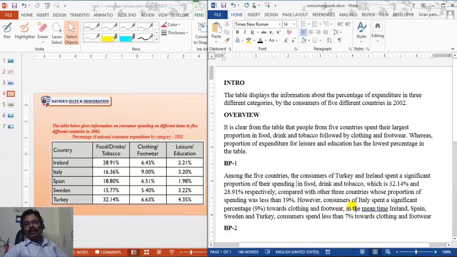Similarly, however, consumers of Italy spend a significant percentage, that is 9%, towards clothing and footwear. Now I came to the second category, where 9% is the maximum one, which was spent by Italians, right?